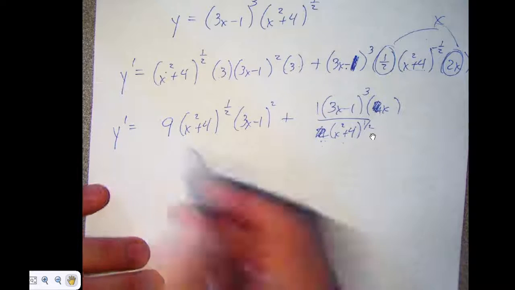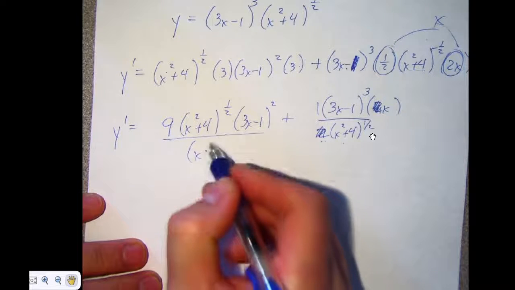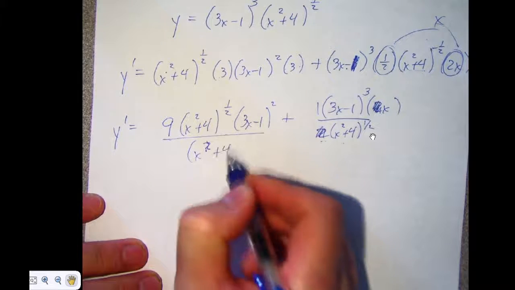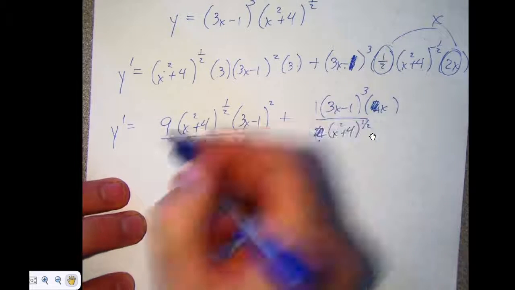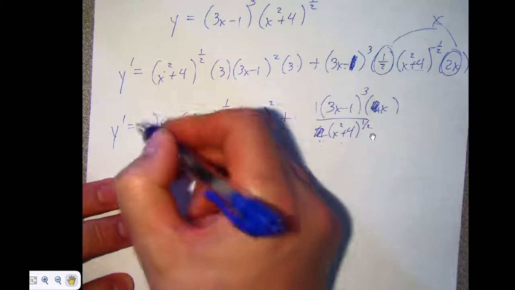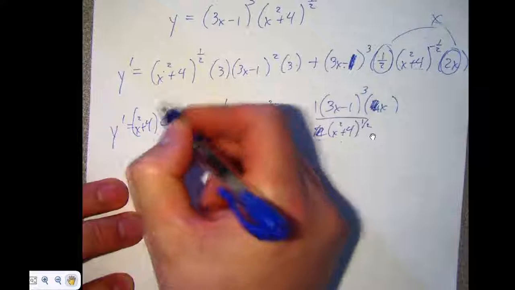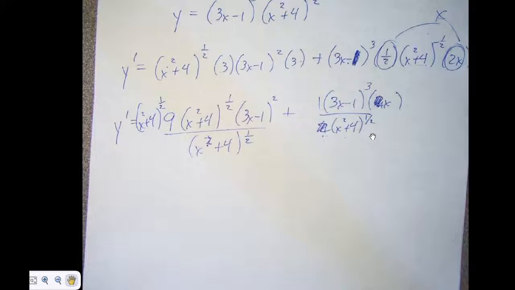I need a common denominator to add them up, so what do I need to put down here? X squared plus 4 to the 1/2. I got to put it on the top also, right? And it's always going to work this way. When I throw another one on the top, I didn't leave myself very much room here. But now, how many x squared plus 4s are there on the top?